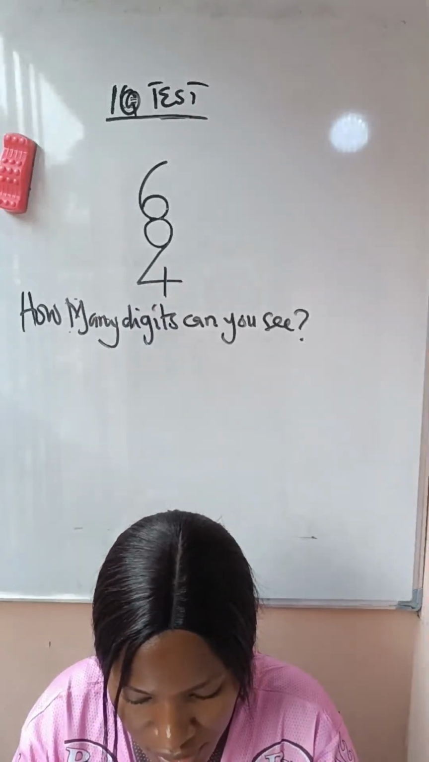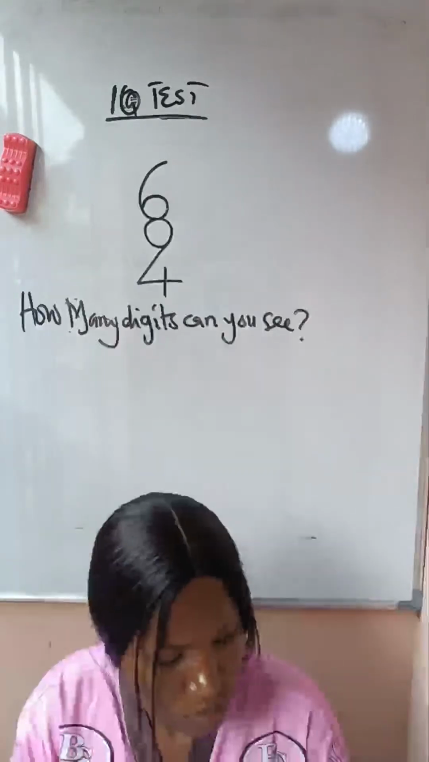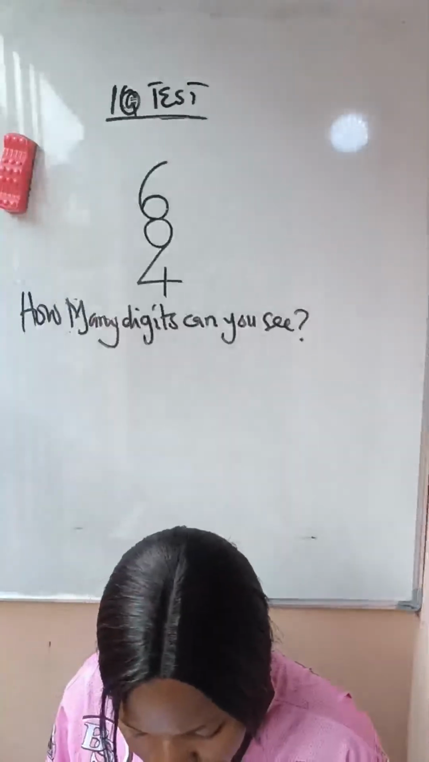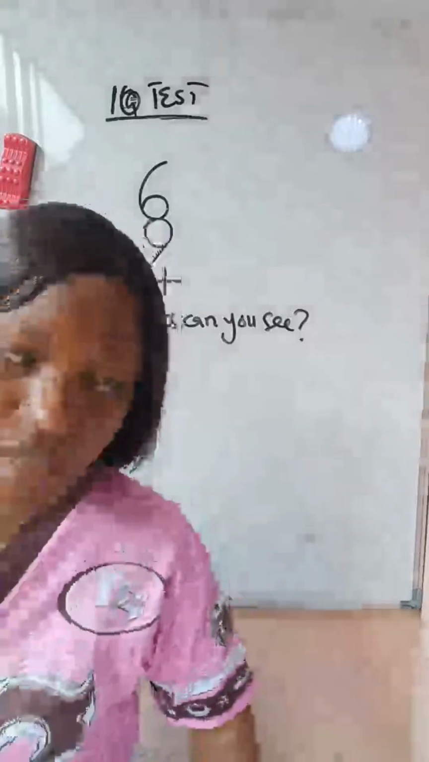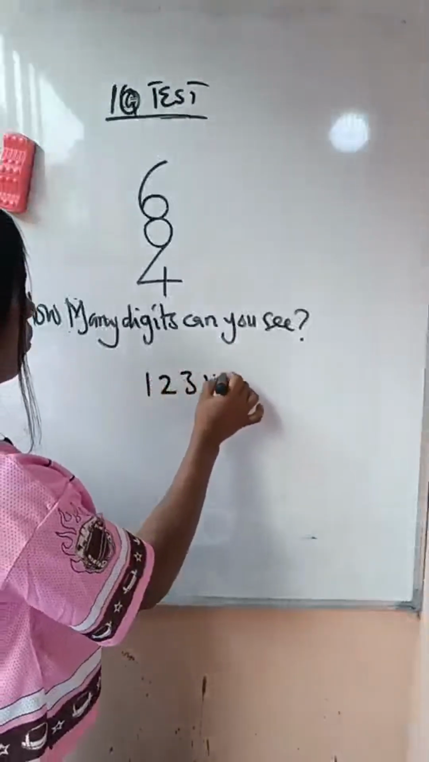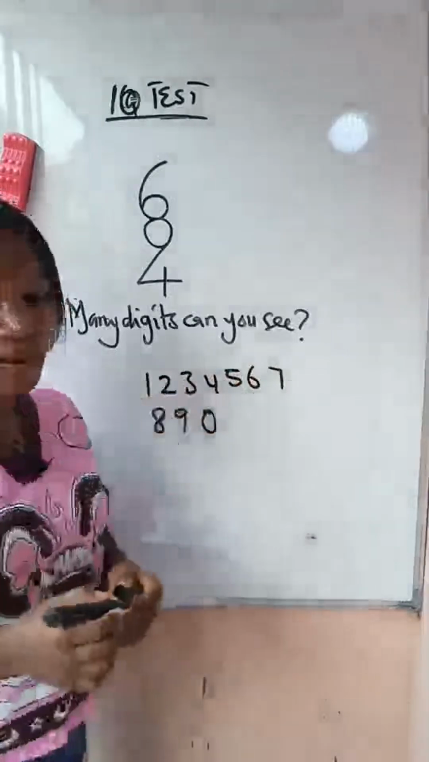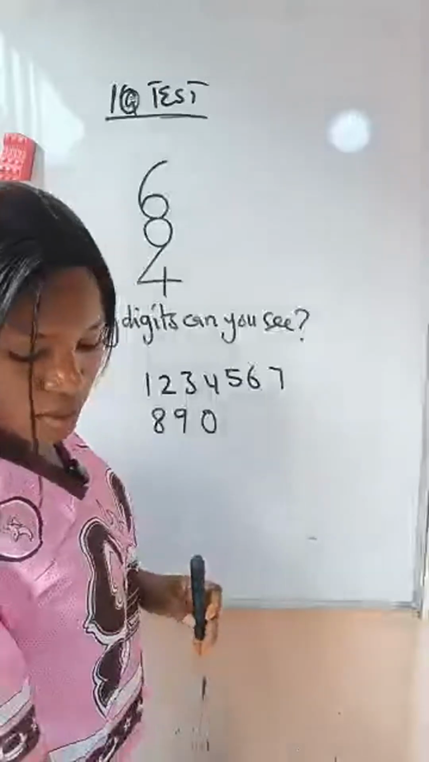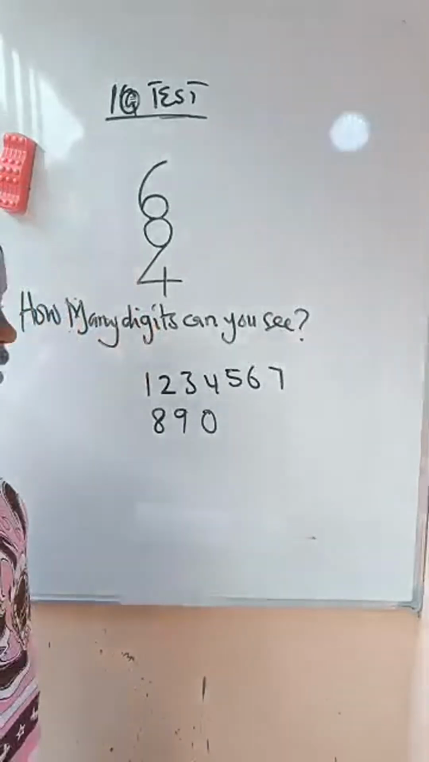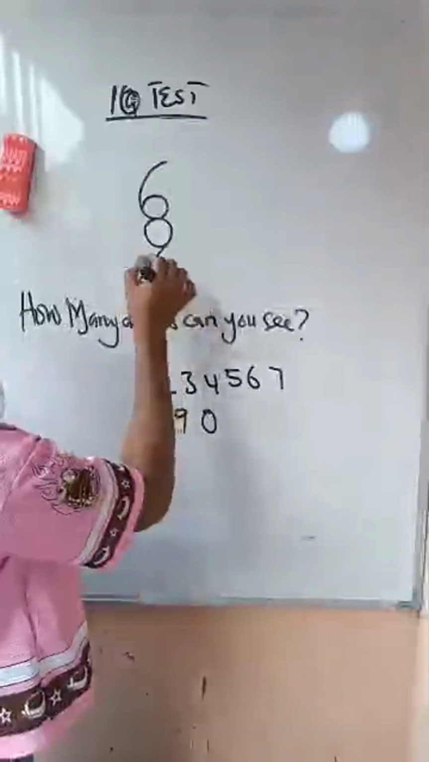Now let's check this together. So the honest truth is we can see as much as you never thought. For example, we are going to start with 1, 2, 3, 4, 5, 6, 7, 8, 9, 0. Number 1. Can we see number 1 on the board? Is there any way we could see number 1? Yes, that is true. This is number 1.